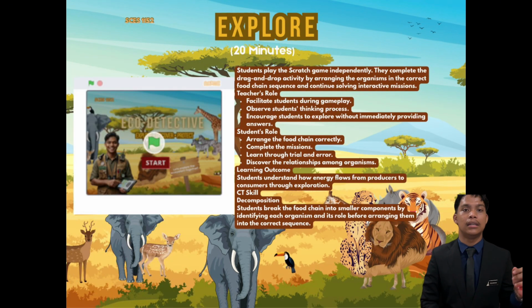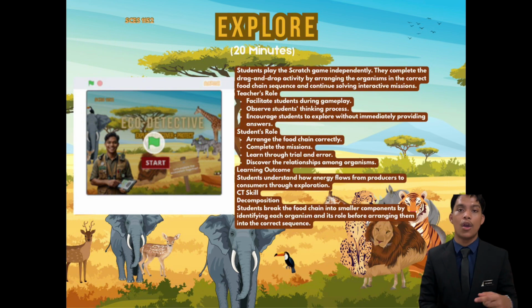From the 10th until the 30th minute, pupils begin Mission 1, which is a drag and drop activity. Pupils drag each organism into its correct position in the food chain. They must think carefully about the ecological role of every organism before placing it correctly.